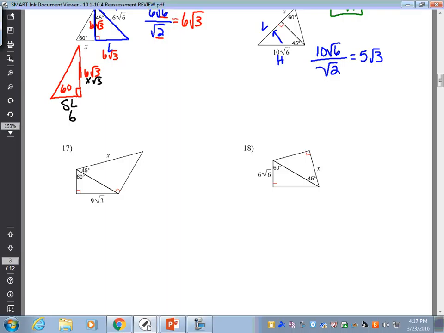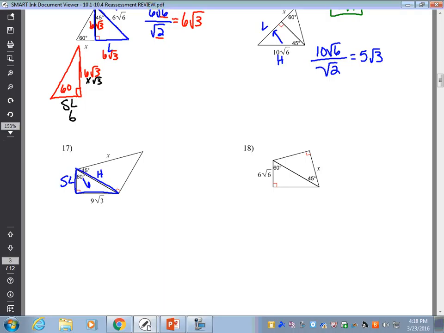17, they give you the long leg because it's 9, it's opposite the 60. And so this is my long leg here. Again, you have to start with the 30, 60, 90 triangle and get to the short leg and then find the hypotenuse. I'm not going to do this one. I think you can handle this one.